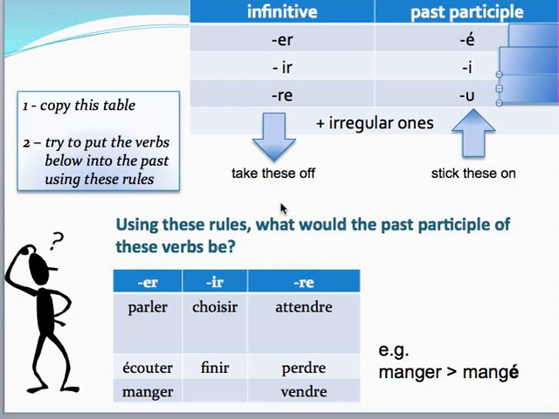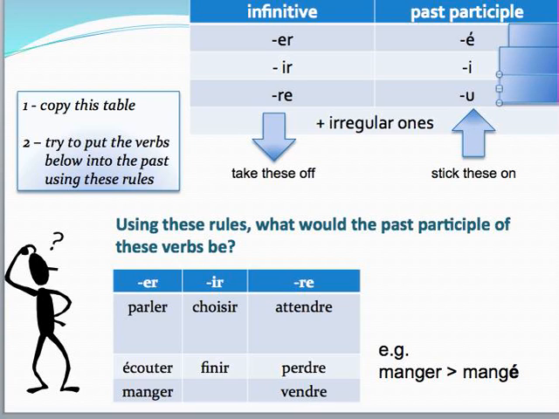So, can we work out what these are down here? With these rules, basically, parler, what do you think parler is going to be? What do you think écouter is going to be? Manger, choisir, finir, attendre, perdre, vendre. What are these going to be in the past participle form? Give it a go. You may want to pause here until you've tried that out. And I'm going to tell you the answers just after.